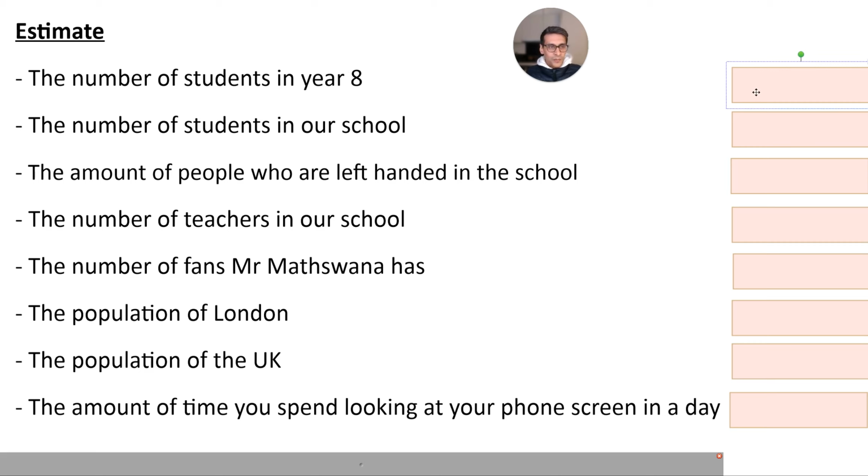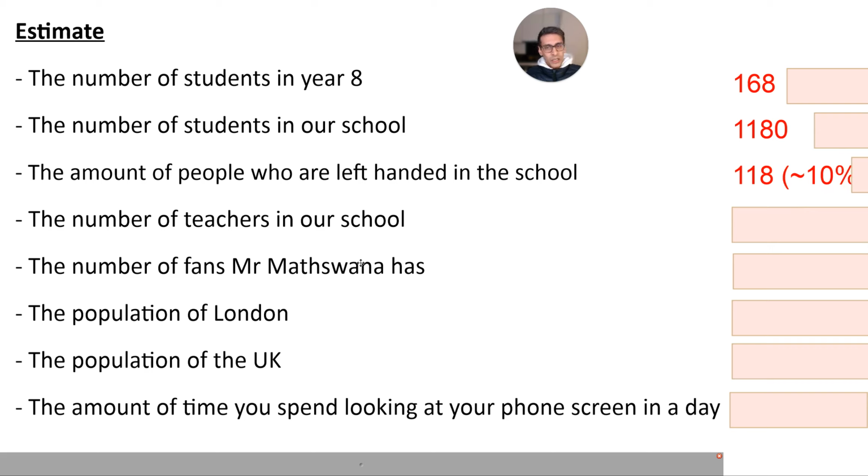Number of students in year 8. Roughly it's going to be 168, so that's how many there are in every year group. Number of students in the school. I looked this up. It's actually 1,180, so we're including sixth form. Amount of people who are left-handed. Roughly 10% of the population is left-handed, so we would expect 10% of 1,180, something like 118 students. Number of teachers in our school, roughly that's going to be 110, could be more than that. I don't actually know the exact answer to that.